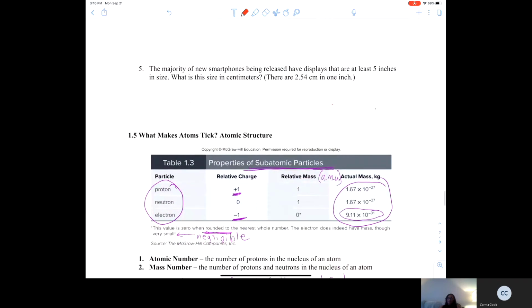Question 5, the majority of new smartphones being released have displays that are at least 5 inches in size. What is this size in centimeters? There are 2.54 centimeters in 1 inch. This is a conversion factor.